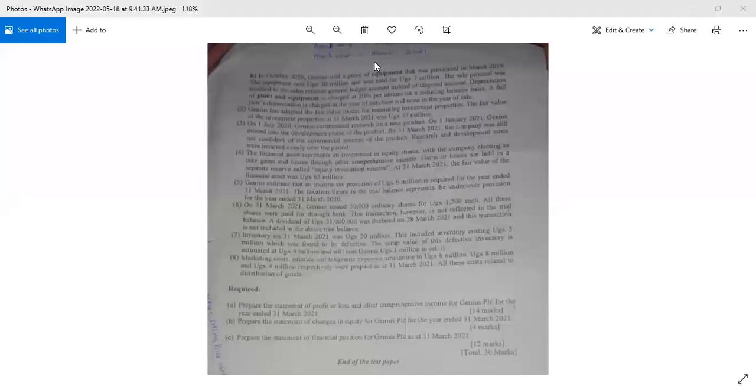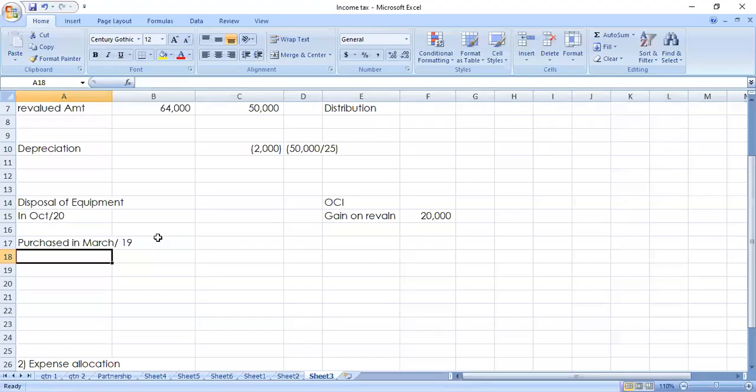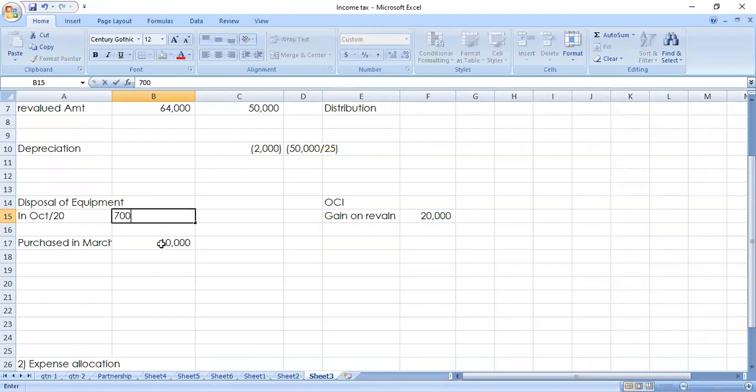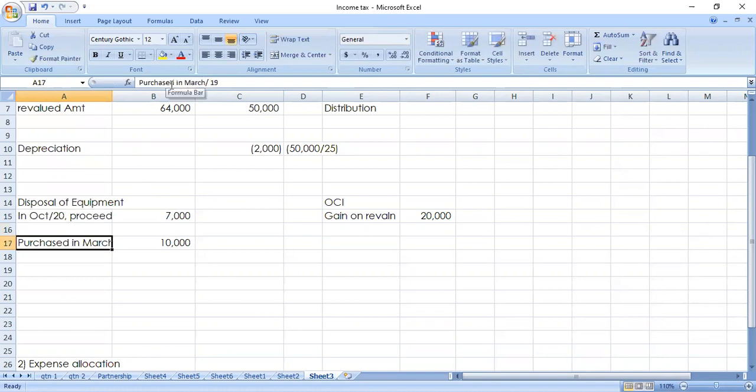The cost is 10 million. Then zeros, and it was sold, and supposedly it was sold for 7 million. These are proceeds, what you get after selling. All right, so this is what we have as our information.